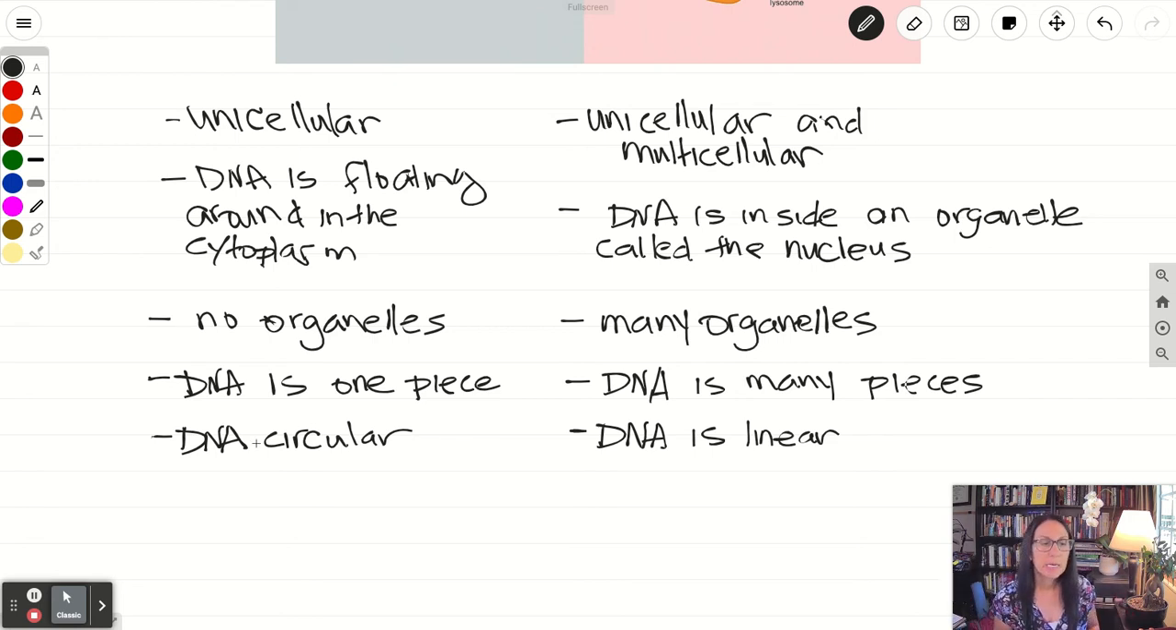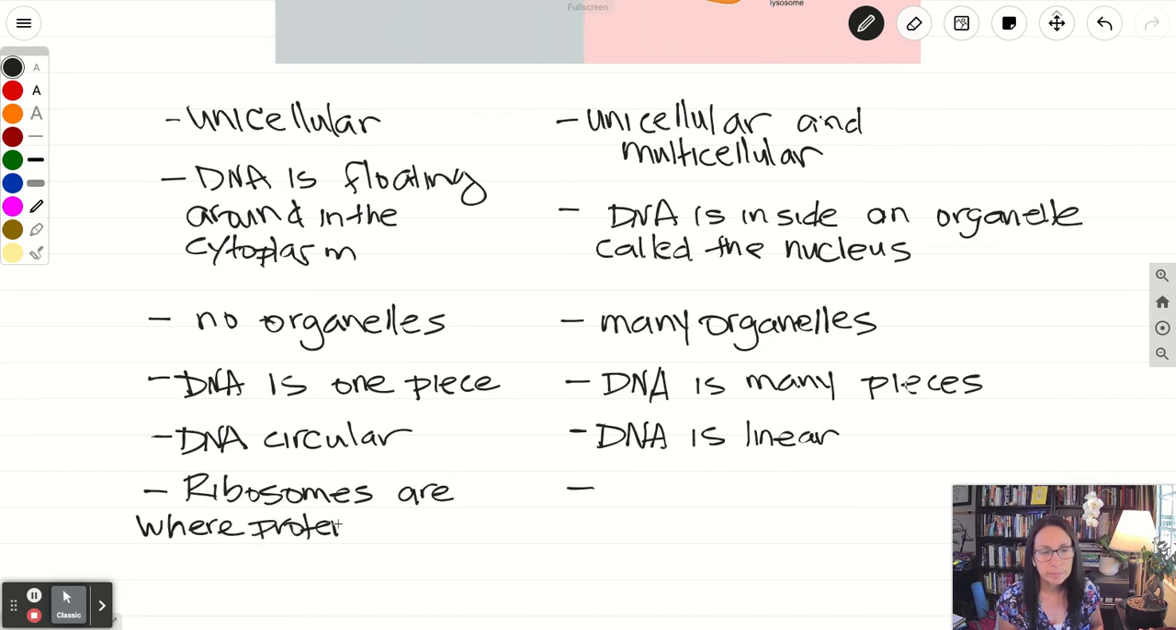It's different. So a couple more things I want to point out. In a prokaryote, there are these structures that are not organelles that are called ribosomes. Ribosomes are where proteins are made. So ribosomes, I'm going to say, are small. Well, I'm first going to say ribosomes are where proteins are made.